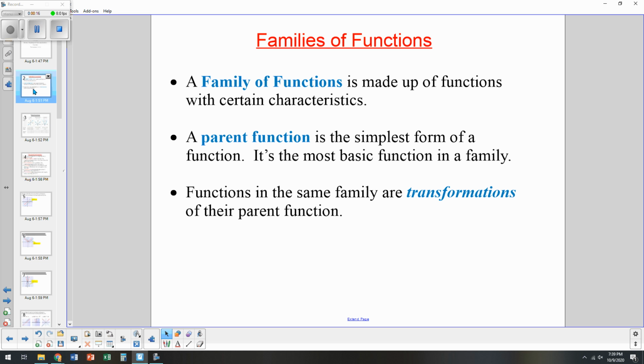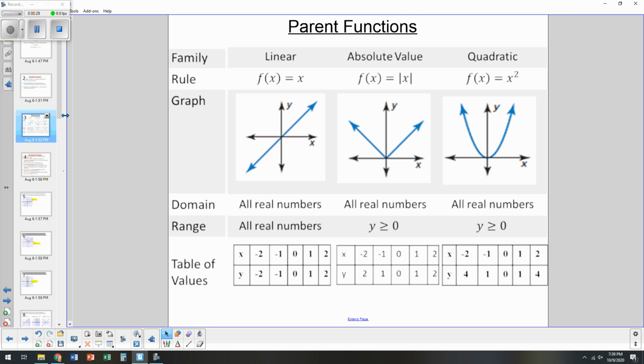A parent function is the simplest form of a function. It's the most basic function in a family. And then the functions in the same family are transformations of their parent function. Here we see three different parent functions. Many more exist, but these are three of the most basic.